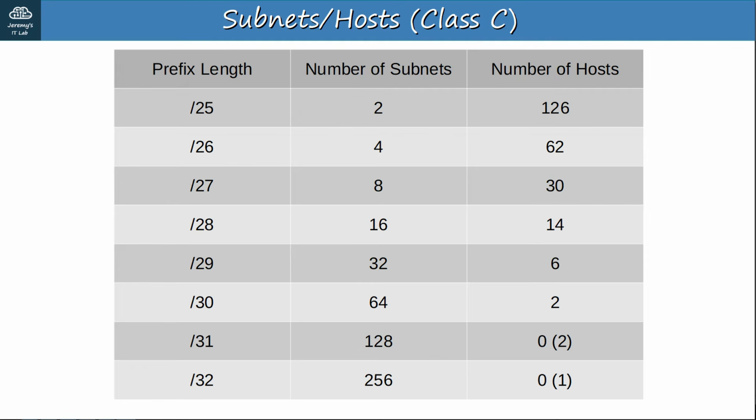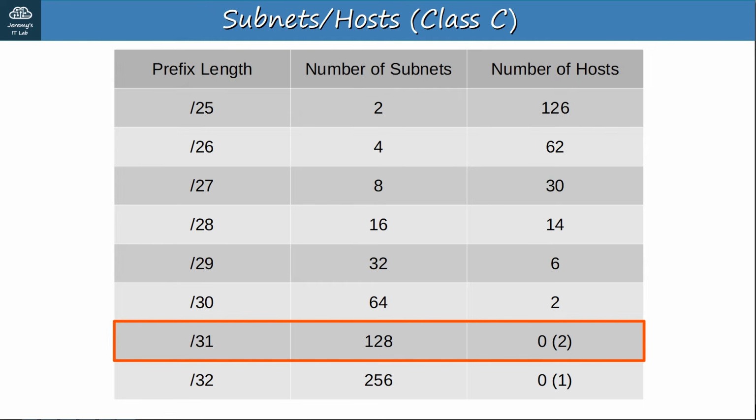For the number of subnets, each additional bit that you borrow doubles the number of subnets. For number of hosts, each host bit doubles the amount of hosts, except you have to subtract 2 for the network and broadcast addresses. Take note of /31. The number of hosts is 0. I mentioned this in the last video, but it's because there is only a single host bit, so there are only 2 possible addresses, which are taken by the network and broadcast address.